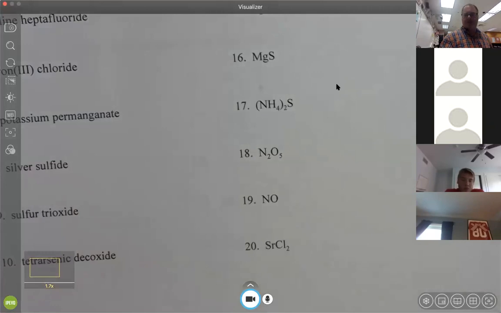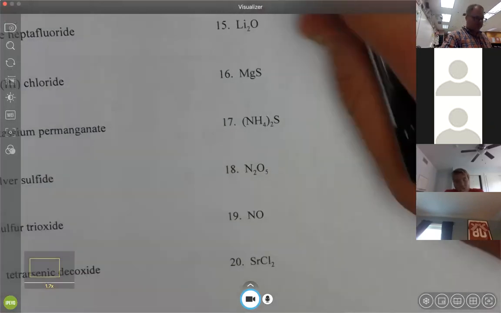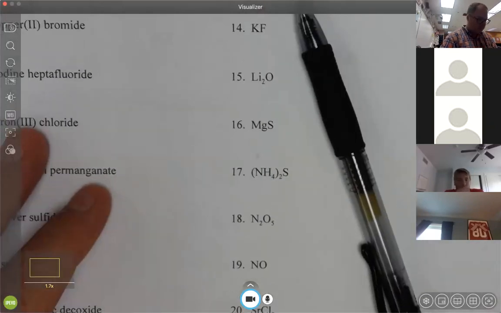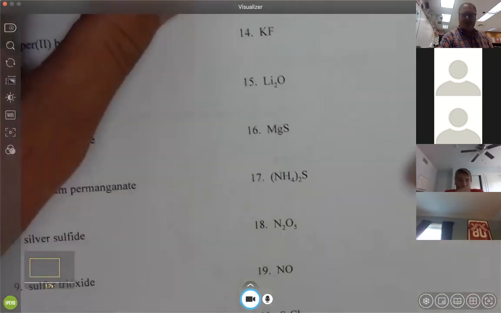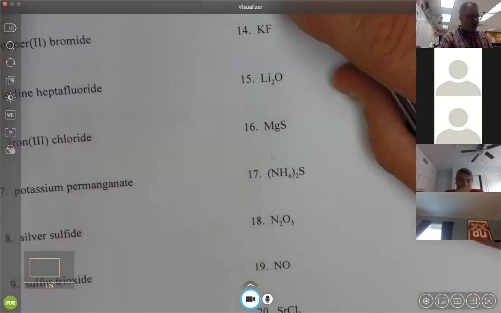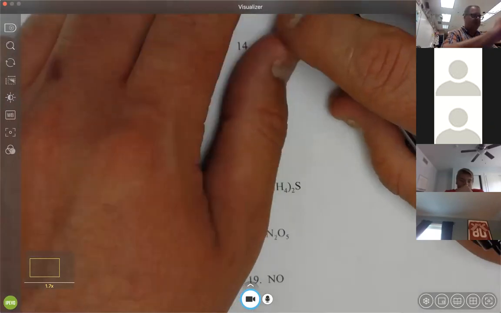So if we take a look, I'll do these type first over here because I think that they are harder to go from the compound to the name.